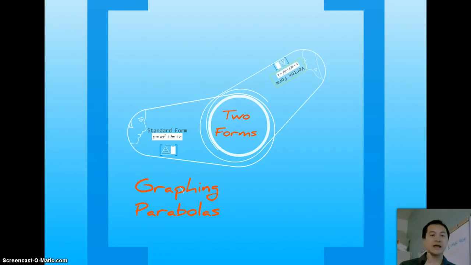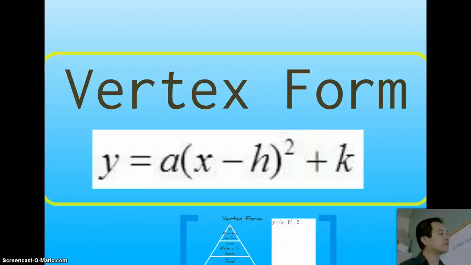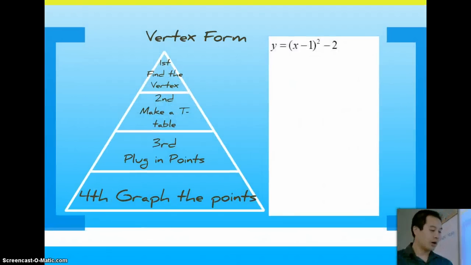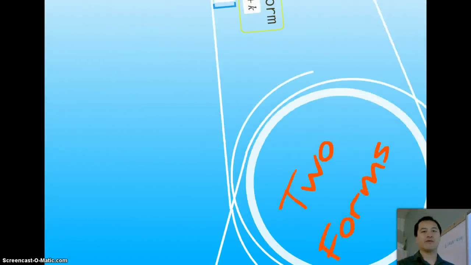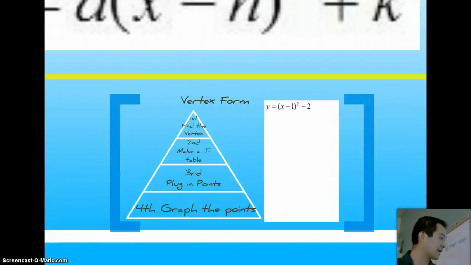We're going to learn one form today and another form tomorrow. Today we're going to learn about vertex form. What is vertex form? It looks like this: y equals a(x minus h) squared plus k. Tomorrow, you're going to learn about standard form, which looks like this: y equals ax squared plus bx plus c. Today, all we're going to learn about is vertex form, and I'll do an example for you, and you'll do a couple more examples.